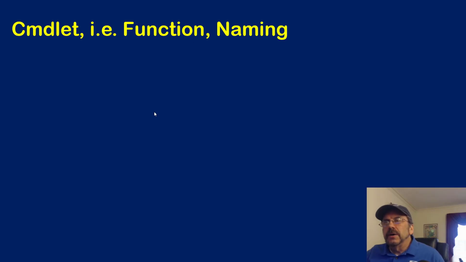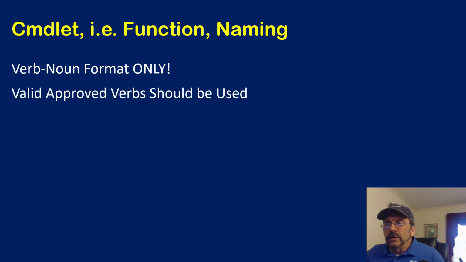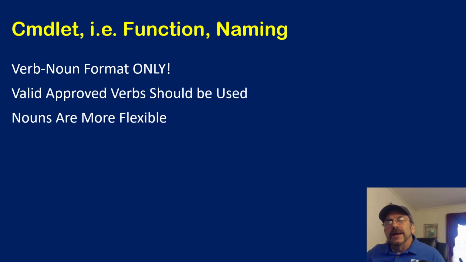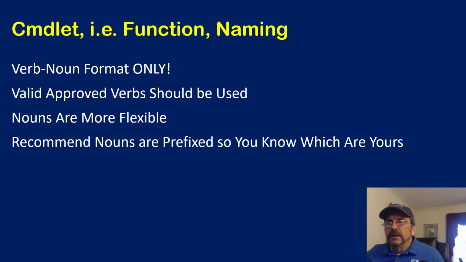So let's talk a little bit about commandlets, naming, etc. So we have a verb-noun format. We've talked about that. Valid, approved verbs. Now nouns we have some flexibility on, and I like to put a prefix on the noun, UDF, so I can always tell my functions versus Microsoft or some other module's commandlets. So that makes it easy. So I know if there's a bug in the code and it has UDF on the function, I know I wrote it. Or maybe somebody else in the company has their initials prefixing it. So we'll see that I use UDF only on the noun side because you have flexibility on that area.